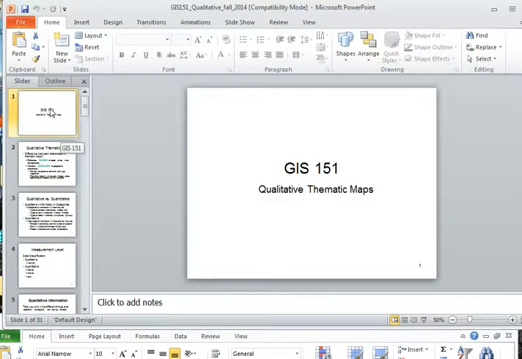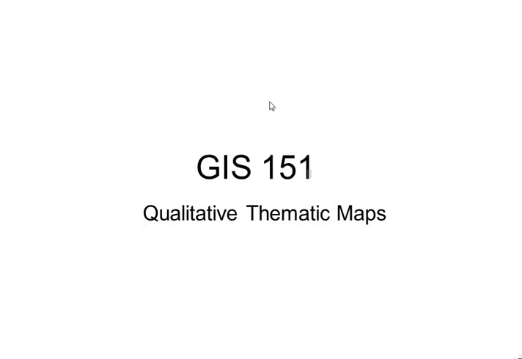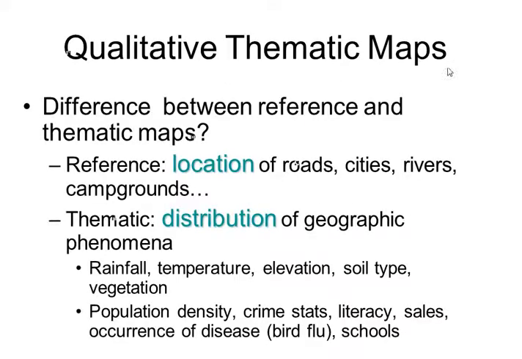Okay, so here we go. So we're going to work on qualitative thematic maps. Another way to think of that is just categorical thematic maps. Depending on who wrote the textbook, they're all presented a little differently. So remember we talked about thematic maps being different from reference maps in that thematic maps look at distribution.